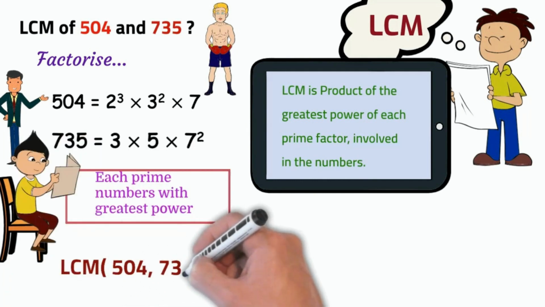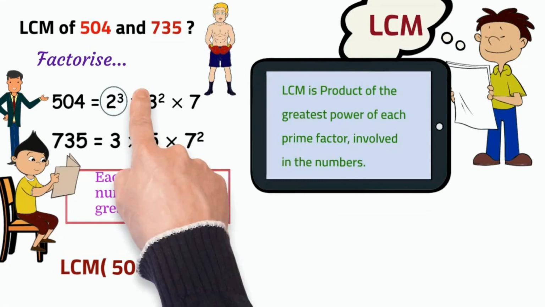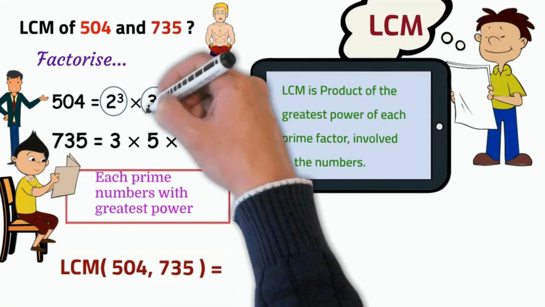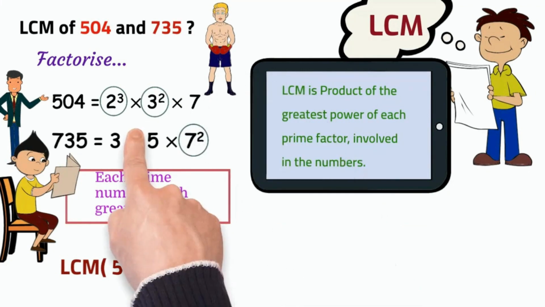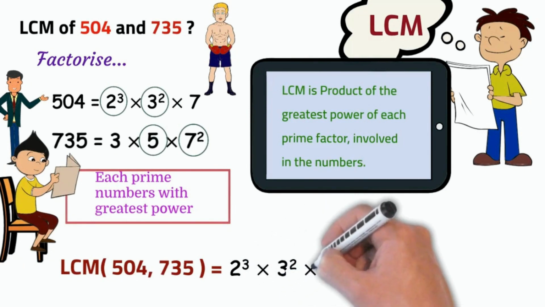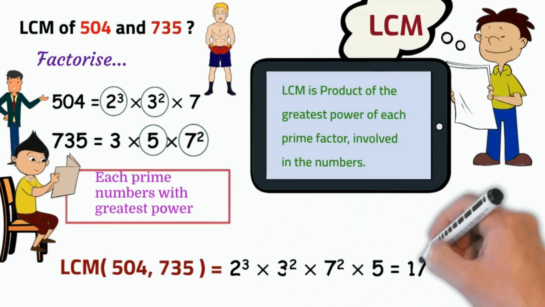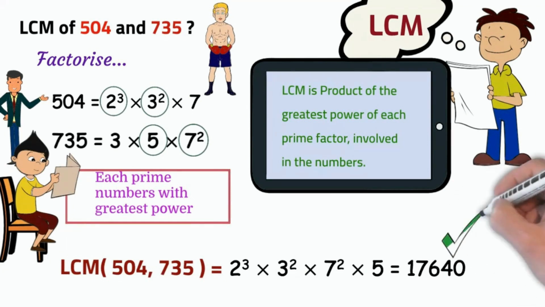Therefore LCM of 504 and 735 is equal to 2 cube into 3 square into 5 into 7 square. We have to multiply these. 2 cube is 8, 3 square is 9, 5, and 7 square is 49. Their product is 17,640.